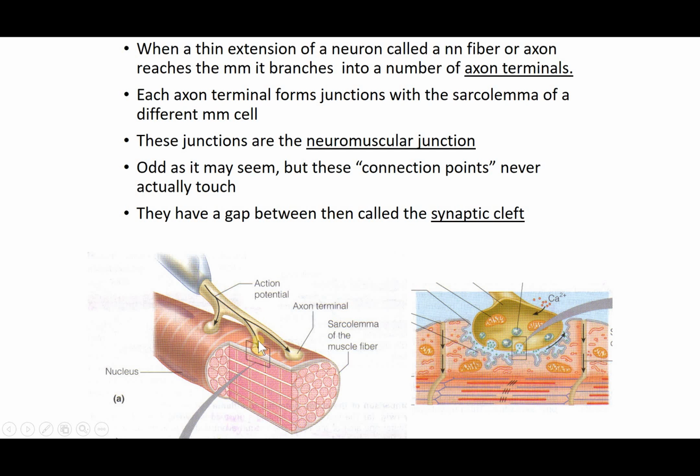So this section here, we're going to zoom in tight. Okay, now there's some parts on this I want you to know. First, this yellow bulb is the axon terminal. Okay, so we're just going to call that AT for now, axon terminal. This space that you see here, that is the synaptic cleft. That is the gap between the axon terminal and the muscle.